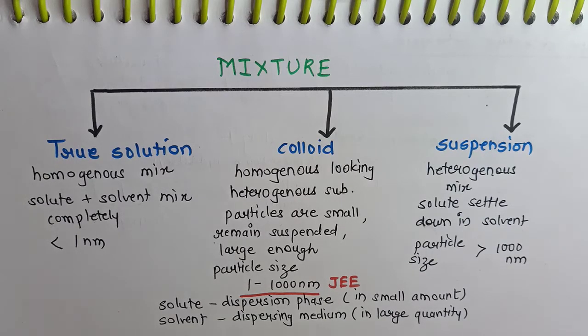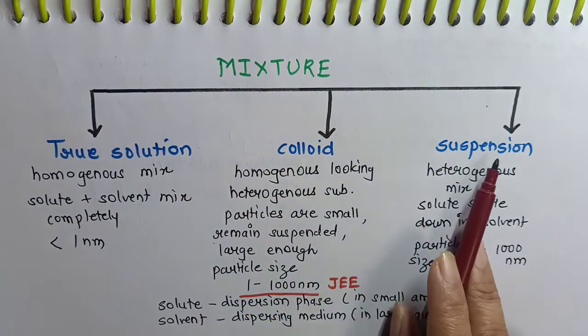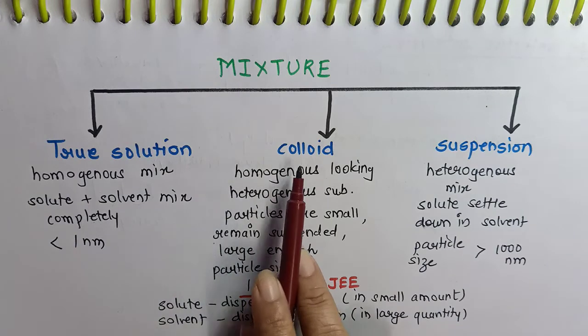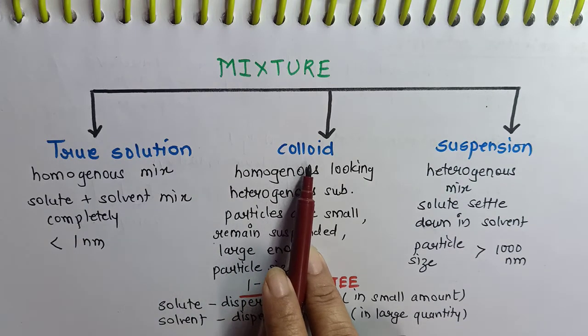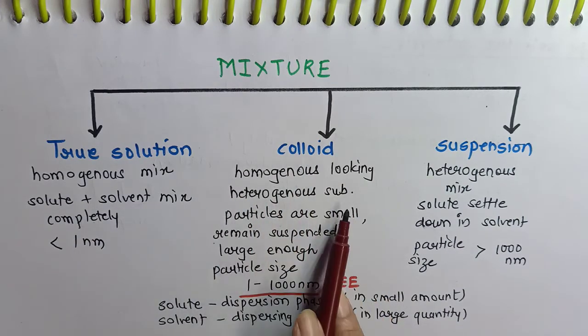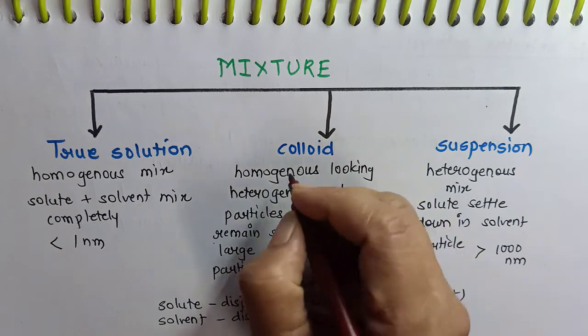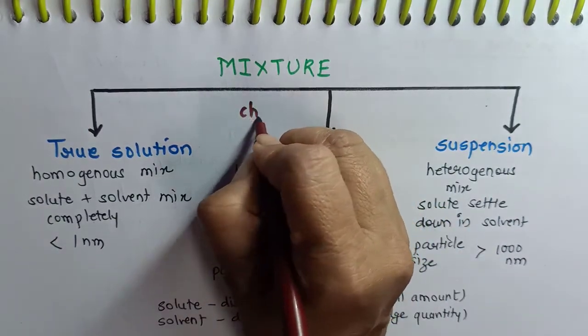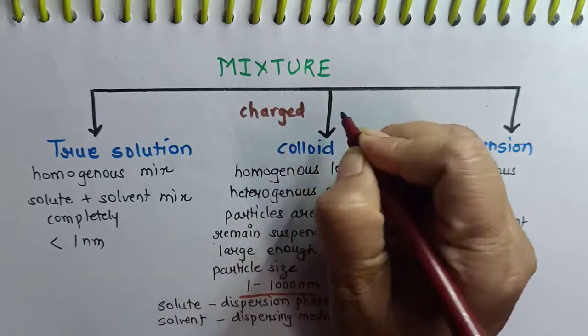Hello students. Before we begin with today's class, let us recall some concepts that we have done in our last lesson. We have seen that true solution and suspension are two extreme categories of mixture, and in between them exist colloids. Colloids are homogeneous looking heterogeneous substances. Now what makes the colloid particles interesting ones? That they are charged particles.